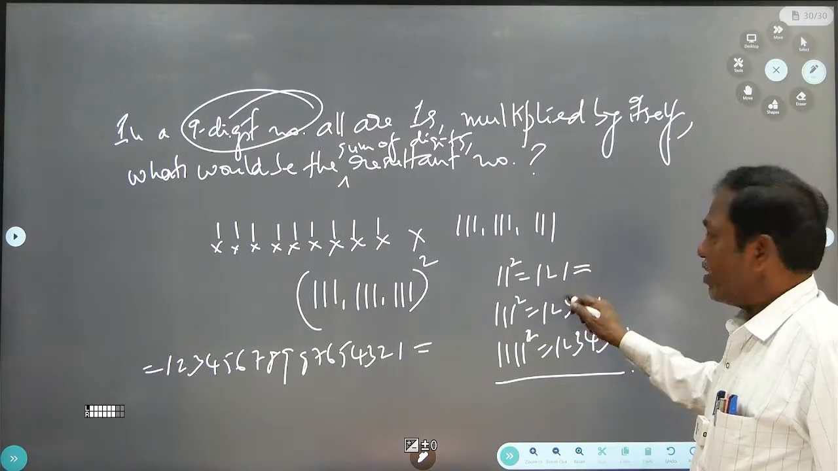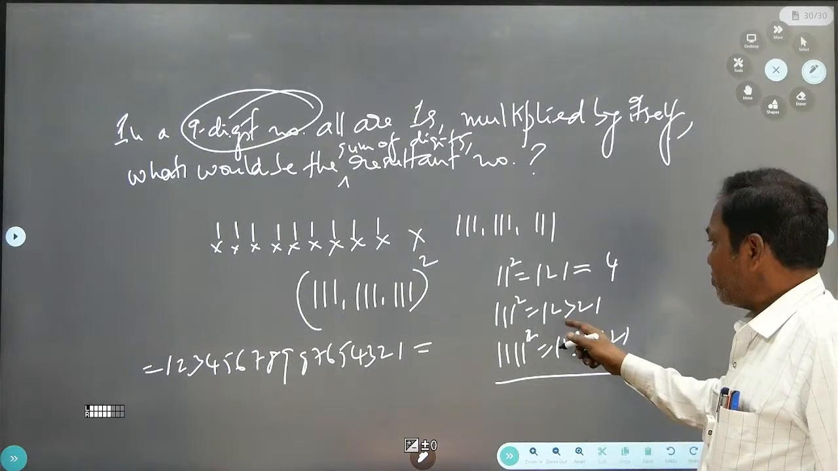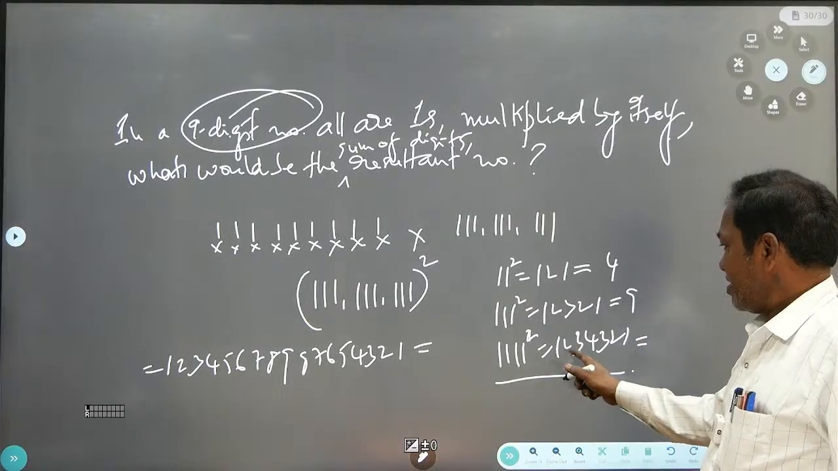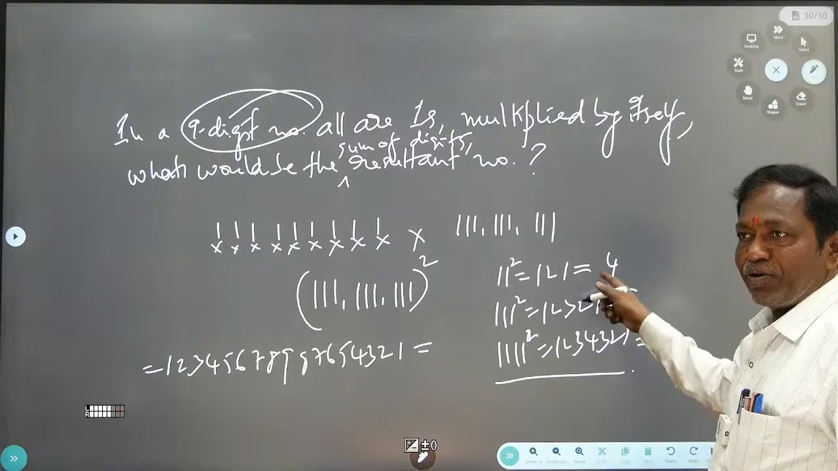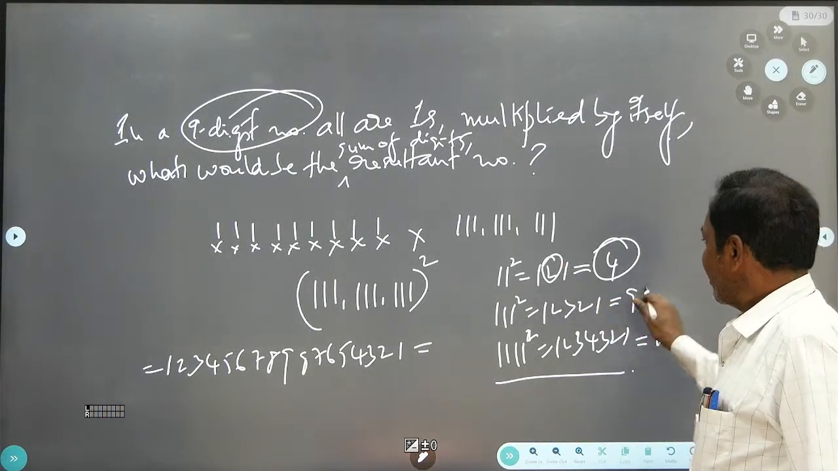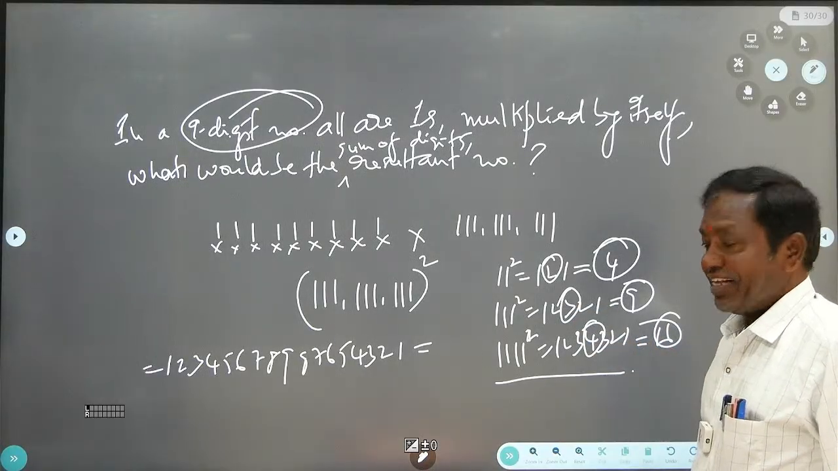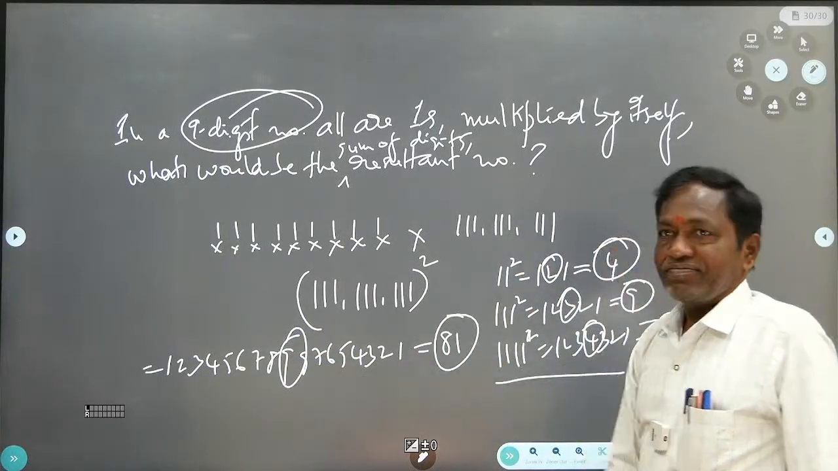1 plus 2 plus 1, 4. What is the sum of the digits here? 1 plus 2, 3, 6, 8, 9. What is the sum of the digits? 6, 10, 13, 15, 16. It means squaring of numbers: 2 square, this is 3 square, this is 4 square. Then what is here? 9 square, 81.